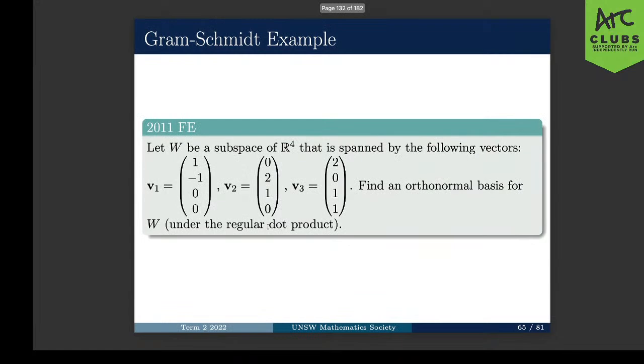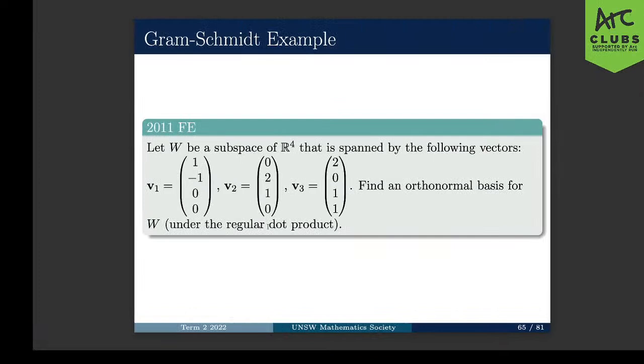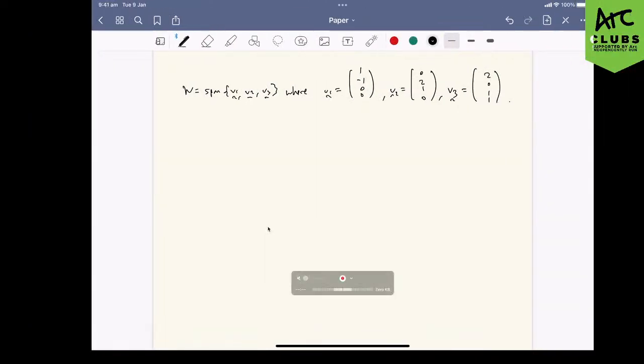Okay, let's share my screen again. W was the span of V1, V2, V3, where, let me just copy down the vectors for convenience, V1 is 1, -1, 0, 0, V2 is 0, 2, 1, 0, V3 is 2, 0, 1, 1. Okay. So we want to find an orthonormal basis for W. So we have to apply the Gram-Schmidt process here.